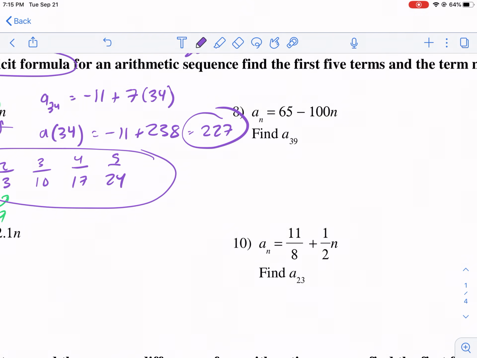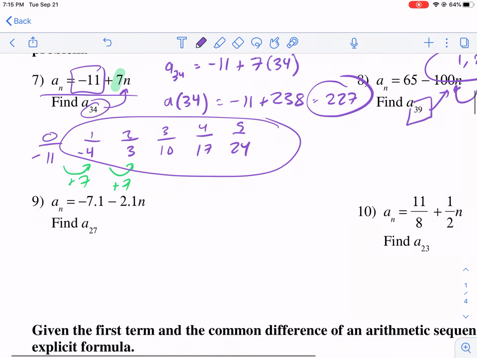Okay, all these, that's what you're doing. You're just going to first find the first 5 terms. You're going to plug in 1 for n. You're going to plug in 2, 3, 4, and 5 for n. That's what you're going to do. And then you're going to say, okay, I'm going to plug in 39 for n. And that's what I'm doing. Okay, that's all there is to it.